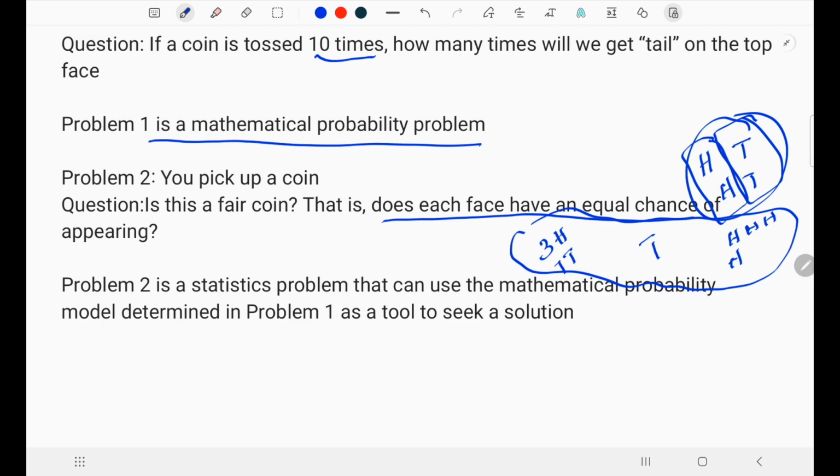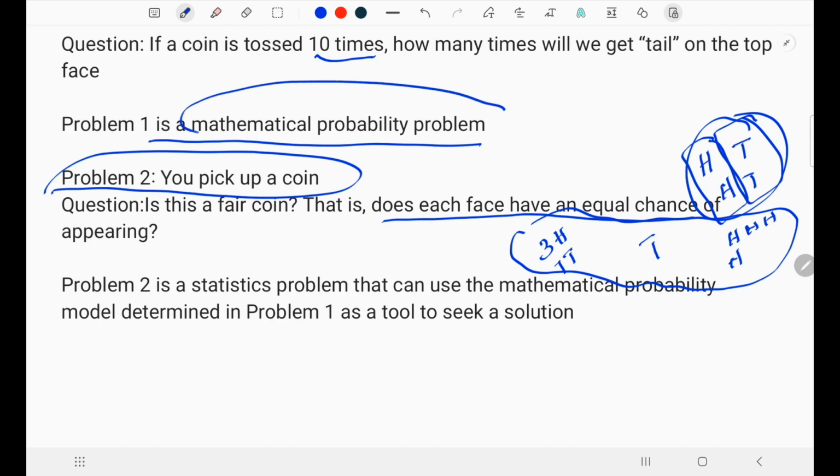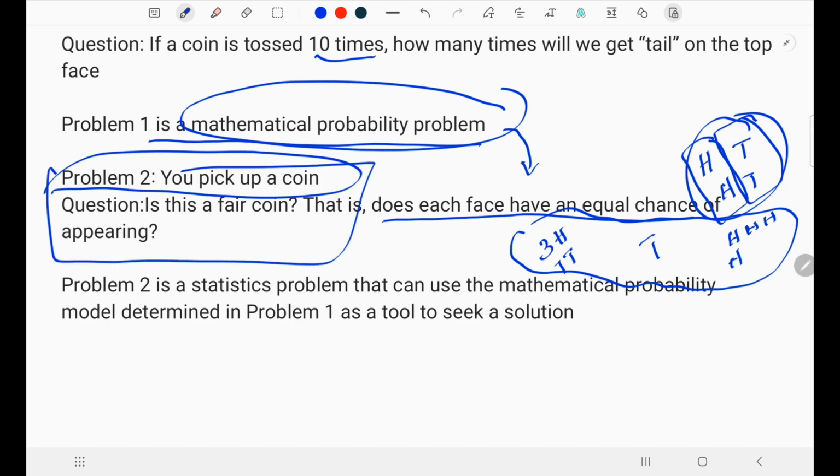So this kind of problem is problem 2. Problem 2 is a statistics problem that can use the mathematical probability model determined in problem 1 as a tool to seek the solution. For this problem, I cannot find the solution directly from the mathematical probability problem. I have to use that mathematical problem as a tool to find the answer for this problem.